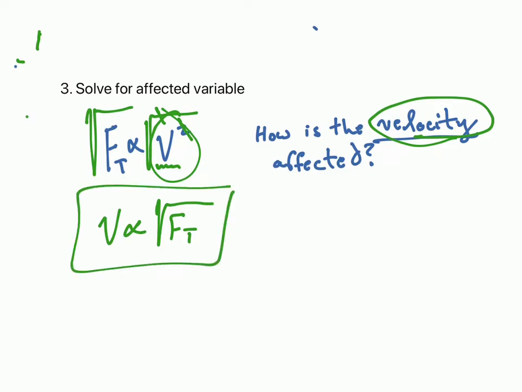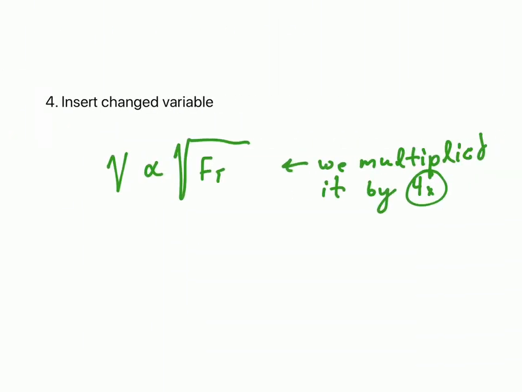And now we're already on the last rule. You need to insert the changed variable. In this case, we multiplied the tension by 4 times, and we wanted to see how it affects velocity. So you insert 4 times in where the tension is.